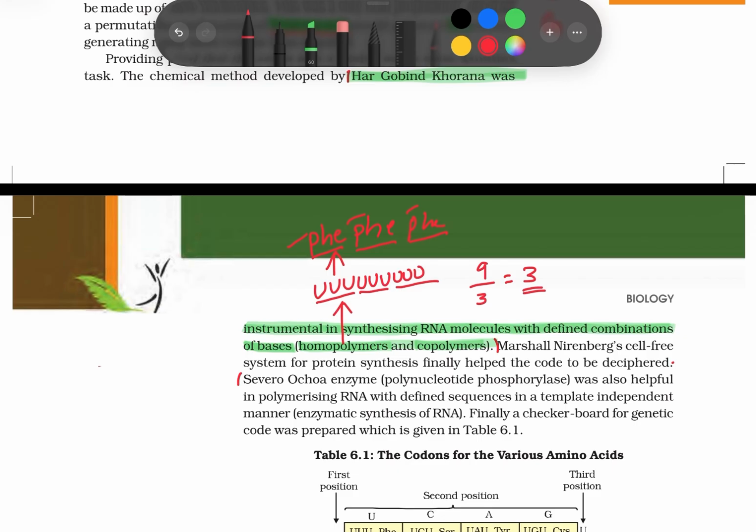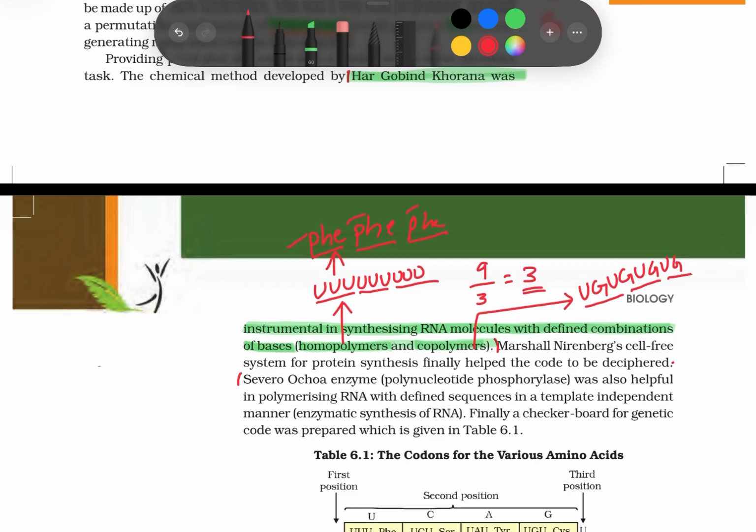Har Gobind Khorana proved this. What is meant by copolymers? Two or more than two different types of nucleotides. Here I am taking UG. Several times I am taking UG. UG, UG, UG, UG, UG, like that. See. UGU, this is one codon. GUG, one more codon. UGU, one more codon.